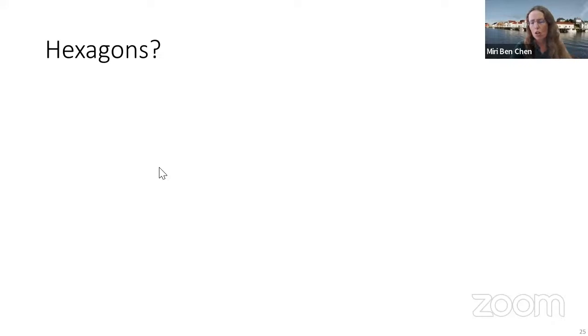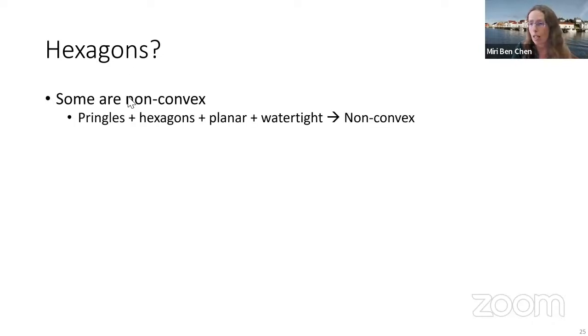So like I said before, hexagons are a bit complicated. Some again are non-convex, and you can actually show that if you have Pringles, the chips, which basically means a negative Gaussian curvature, and you want your elements to be hexagonal and planar and the whole structure to connect together nicely and be watertight, this essentially means that there is no solution in which all the elements are convex. And so how do you go about generating these meshes?